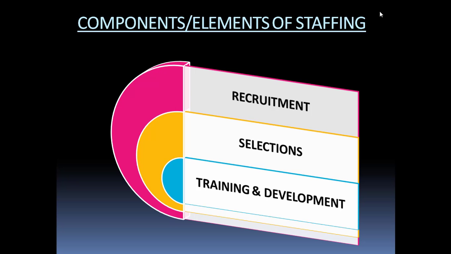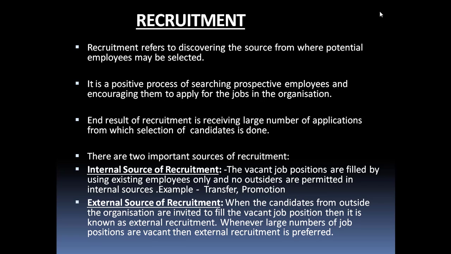The first component is recruitment, second is selection, third is training and development. See, all these topics are very vast, that is recruitment, selection, training and development, etc. So in this video I'll give a glimpse of the components, elements, objectives and staffing process, and in my next video I'll cover all these topics one by one in detail, right? Now, what is recruitment? Recruitment refers to discovering the source from where potential employees may be selected, right?